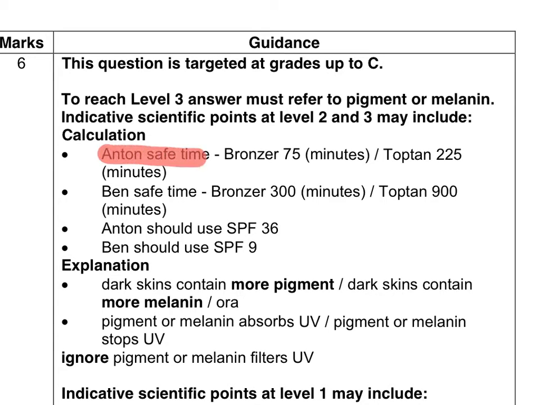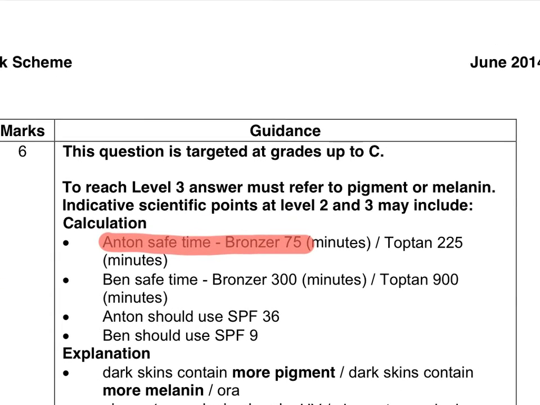So Anton's safe time with bronzer is 75 minutes. You might be wondering, how have they figured that out? What you need to do is this: it told you that Anton will burn after 5 minutes in the sun. It also tells us that bronzer is SPF 15. So if we take 5 minutes and multiply by 15, that means that he can spend 75 minutes in the sun. That's one calculation, but you can do it the other way as well.